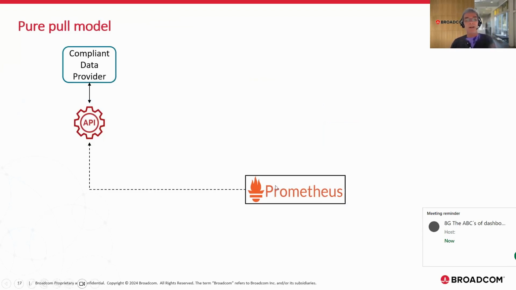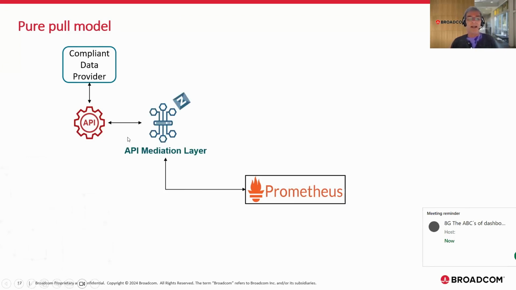And Prometheus can, of course, call the API directly. However, as mentioned, we strongly recommend that you invoke your APIs through the API mediation layer for all the important stuff. So once that path is established, once Prometheus can actually reach out to the API through the API mediation layer and say, "Give me the data," it will store it in the time series database.